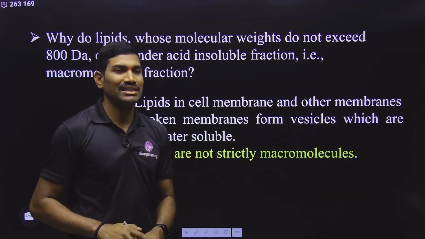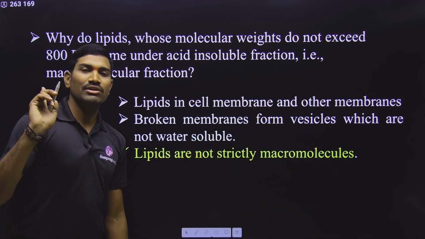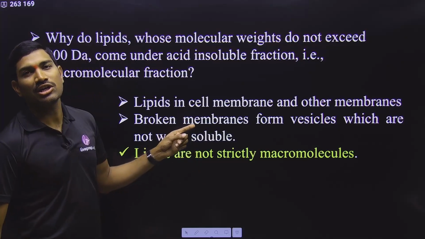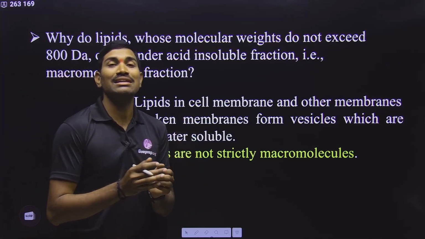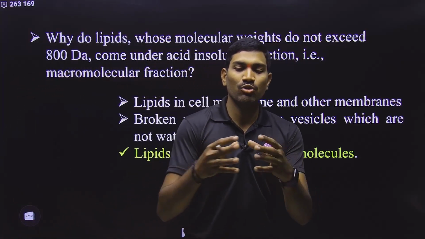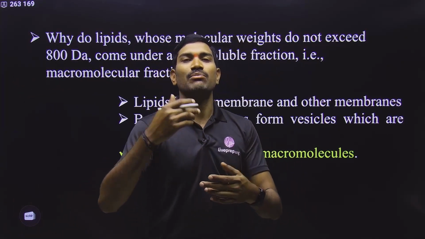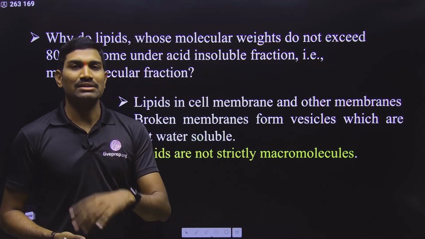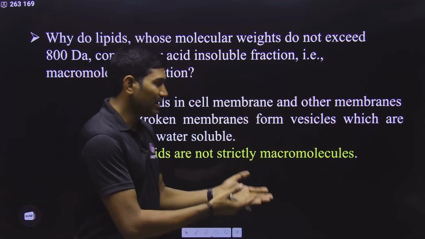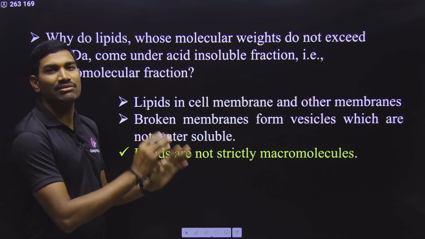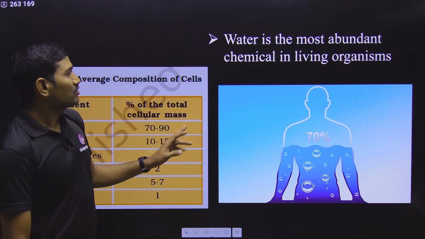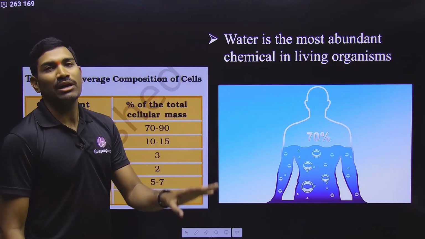Next, why do these lipids come under the macromolecular fraction even though their size is less than 800? Already we studied this. The solvent used is a polar solvent. Lipids are non-polar, so they are not miscible in acid. So they group together, forming vesicles, so that the vesicle size is larger than the pore size of that cheesecloth. That's why it comes along with the macromolecular fraction. Very clearly they have given this information in the NCERT. So that's why lipids are not strictly macromolecules.